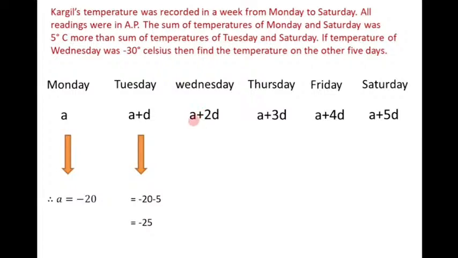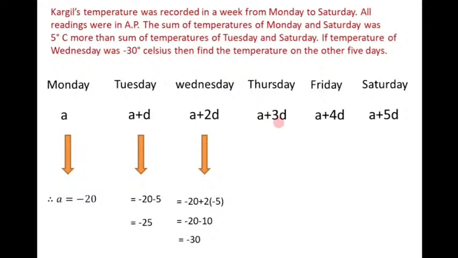On Wednesday we have a plus 2d, and the temperature on Wednesday is given already in this question, though if we calculate by this formula we get minus 20 plus 2 into d, that is 2 into minus 5, minus 20 minus 10, that is equal to minus 30. So this is the temperature on Wednesday.